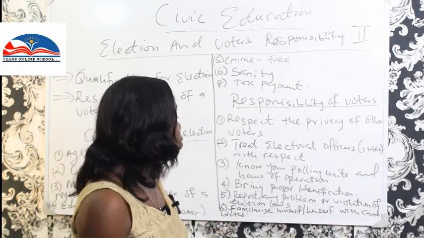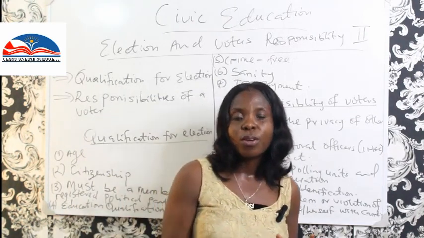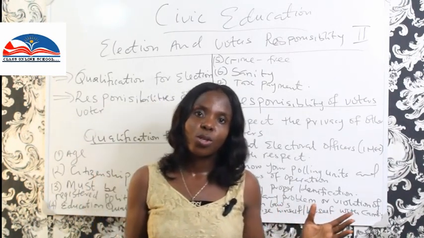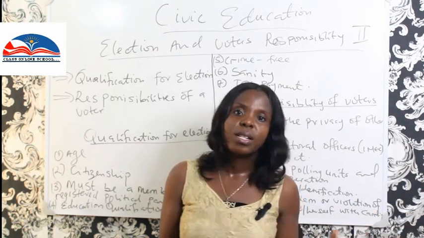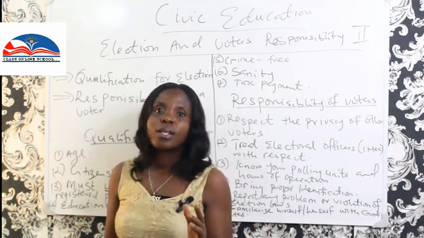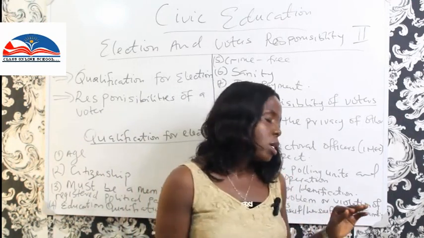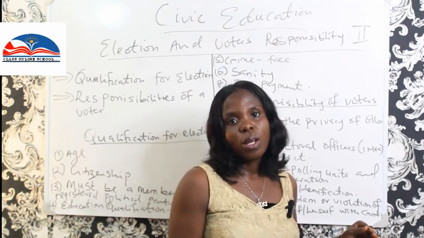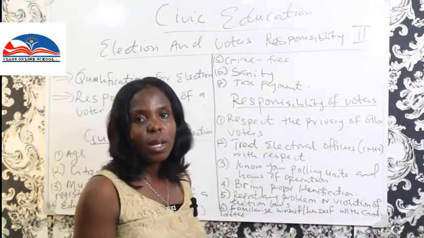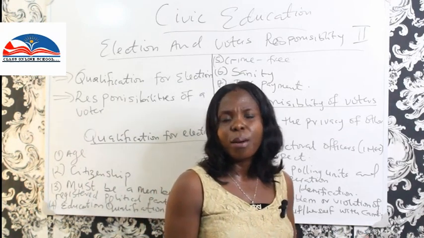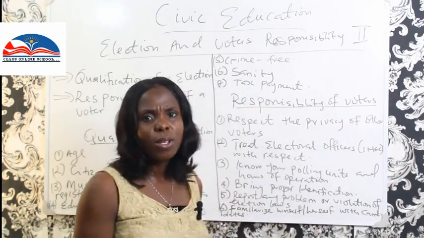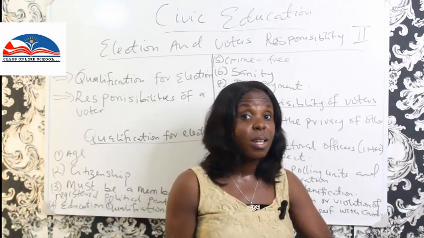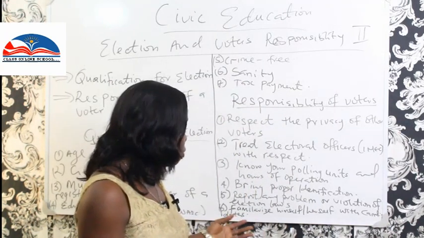Then we have reporting problems or violations of electoral laws. The Federal Republic of Nigeria has laws guiding election. Don't go there and cause trouble. You can research those laws that cover the polling units. Make sure that if there is a problem or a violation of electoral law, report it. Malpractice can be reported. Stealing of ballot paper can be reported. Bribery in the election ground can be reported. These are some of them.